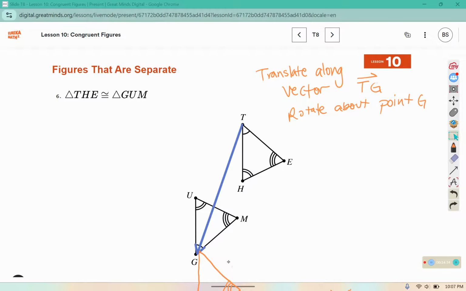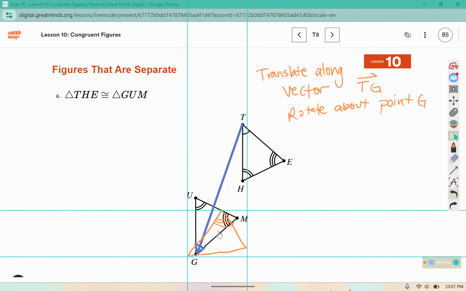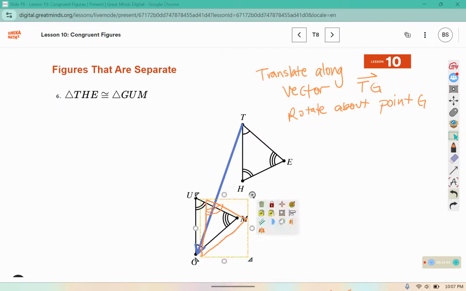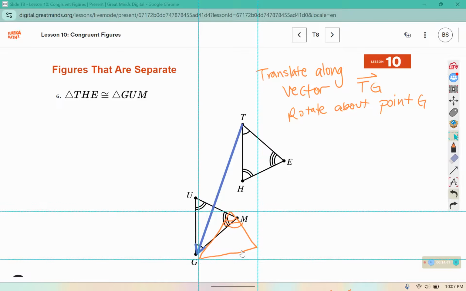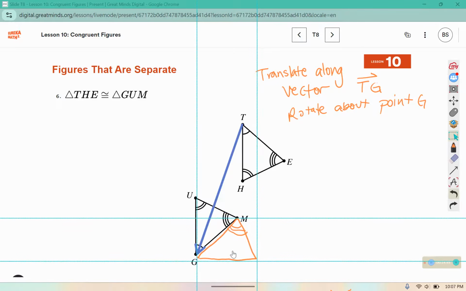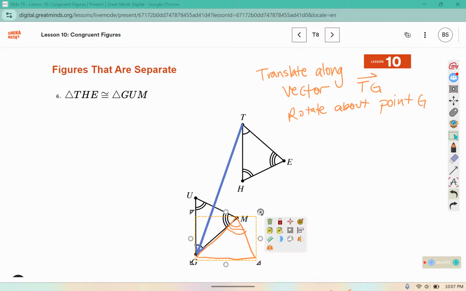I need this whole figure. If I rotate around point G, you might notice that I have 3 lines here, but it should be over here. So I'm going to actually rotate about G until it matches up to this line segment GM.